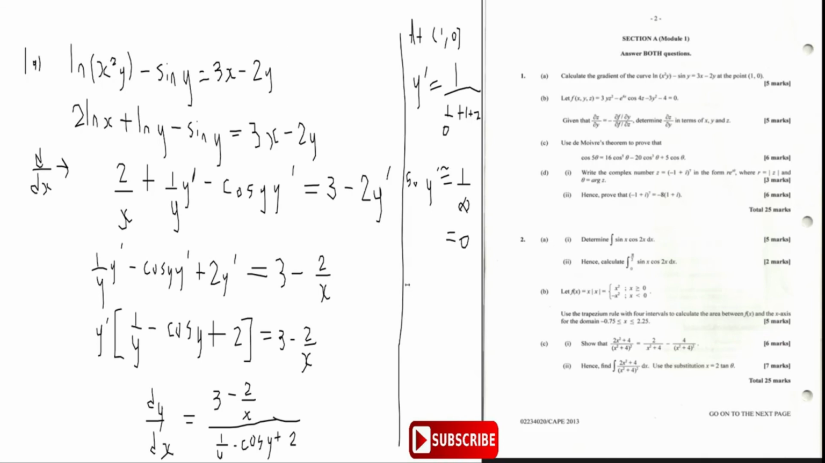So you can give them a concluding statement. That is, the gradient is 0 at the point 1, 0. Gradient is 0. So if the gradient is 0, we know at 1, 0 it's a stationary point. Nice.